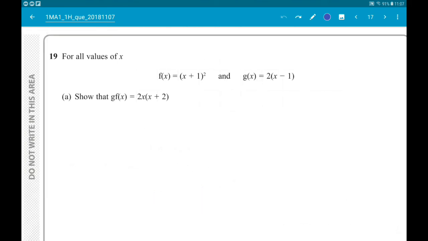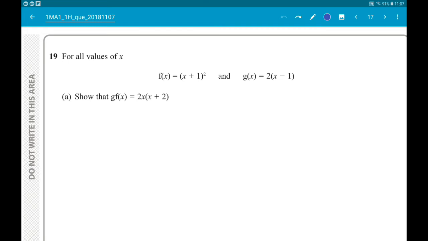Number 19, we have functions in all their glory, so I do have a playlist on all of this stuff down below. So for all values of x, f of x is x add 1 squared, and g of x is 2 lots x minus 1. Show that g f of x is equal to 2x times x add 2. So g f of x means we are putting the f function into the g function.